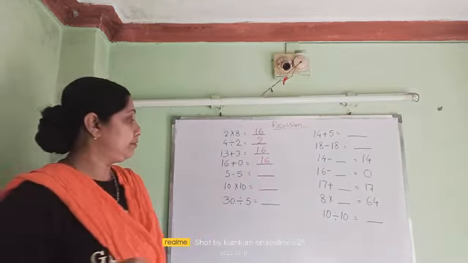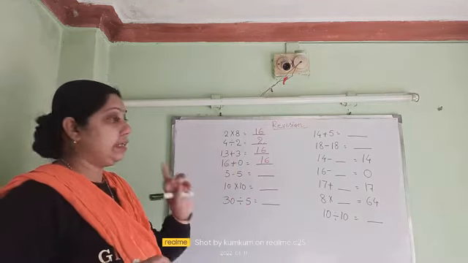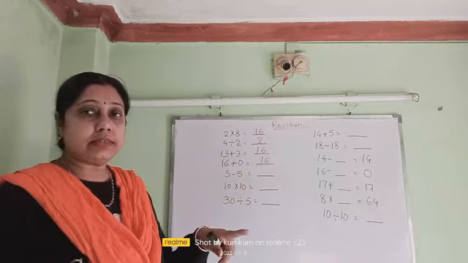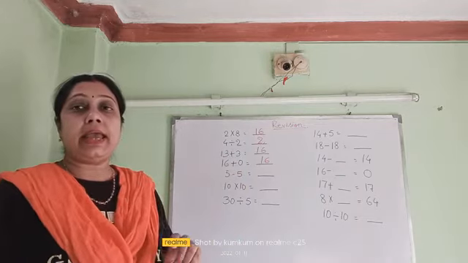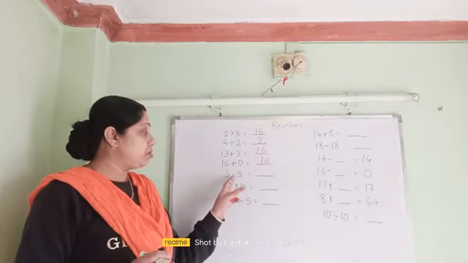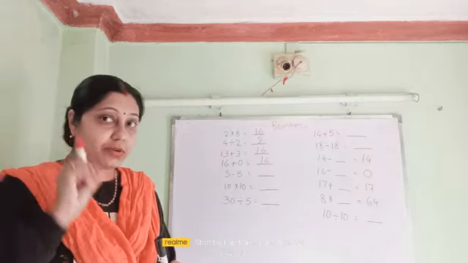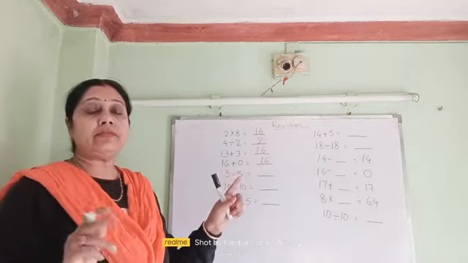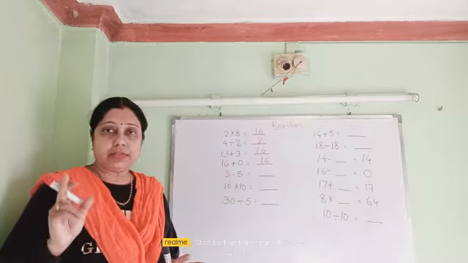Next, 5 minus 5. See, all of a sudden after addition, subtraction came. So be very careful in your exam also. So 5 minus 5. Suppose you have 5 chocolates and you eat up 5. So how much is left with you? I think you will say 0. So 5 minus 5 will be 0. Whenever the same number is given in subtraction, the answer will always be 0.